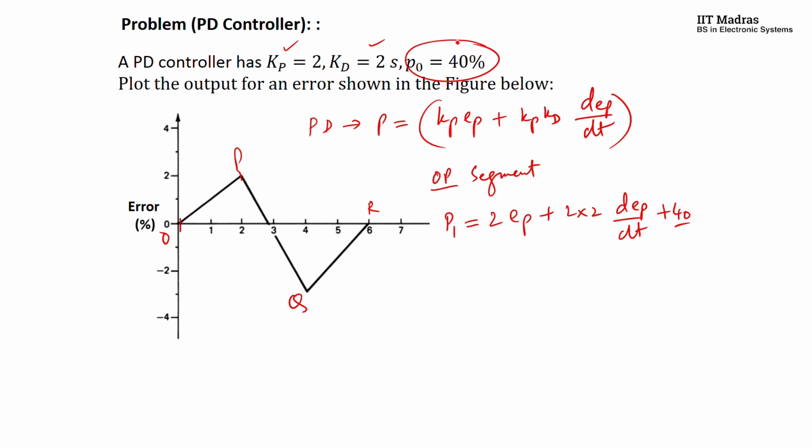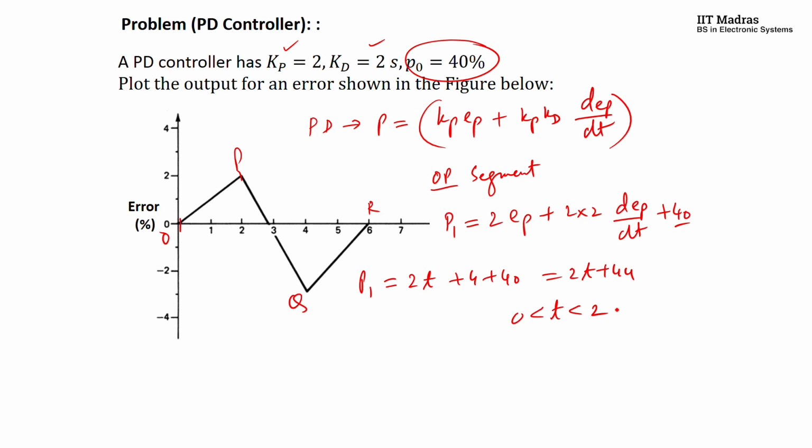Now we do not have any integral control action here, so we don't need to store any control for the next step. You are actually calculating instantaneous outputs. So now P1 would be written as 2t plus 4 plus 40, and it comes to 2t plus 44. This is for t equal to 0 to 2.